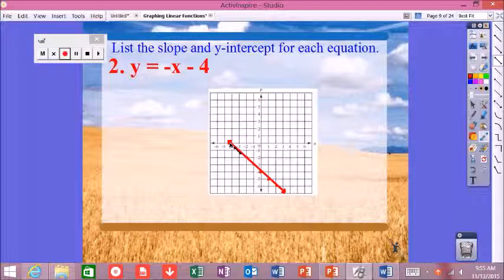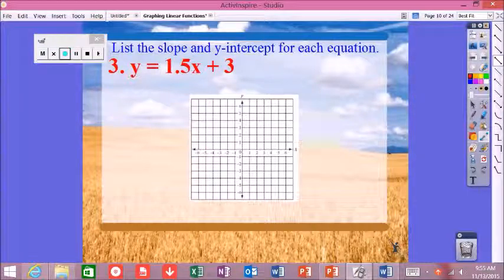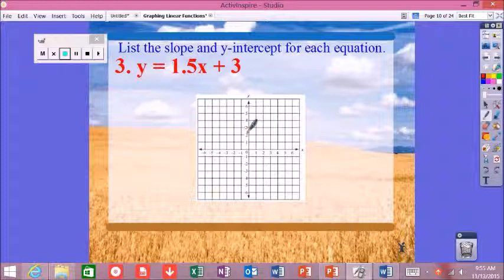Again, you can use a straight edge to connect all your points so that you've graphed a linear equation. Number 3, where do we start? At positive 3, the y-intercept, 0, 3.